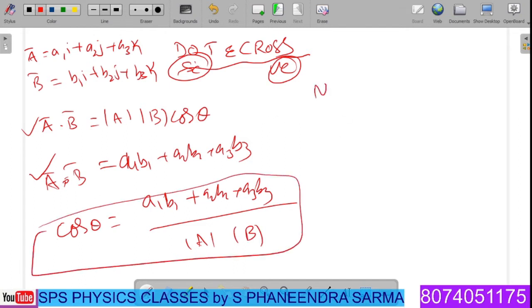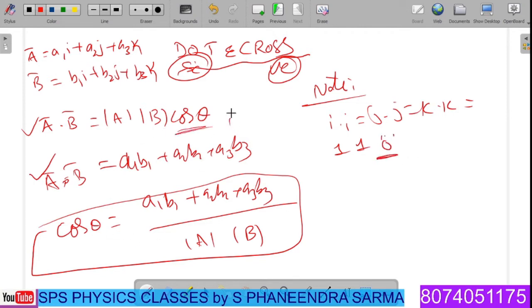And further, an important note: i dot i is equal to j dot j is equal to k dot k. Don't get confused, very simple logic. i means magnitude is 1, i means magnitude is 1, and the angle between them is 0 degrees. Therefore, cos 0 is how much? 1. Therefore, we have 1 into 1 into 1 equal to 1. So i dot i, j dot j, k dot k are always equal to 1. Okay. Now further, we have another instruction.